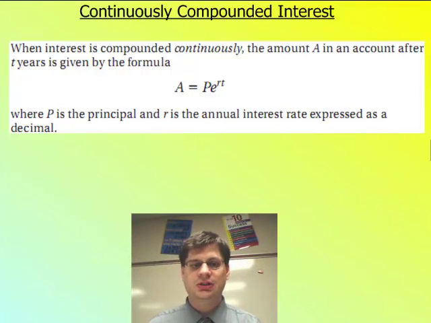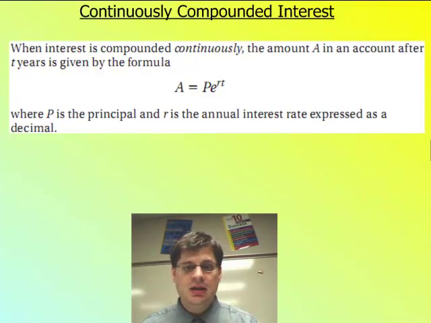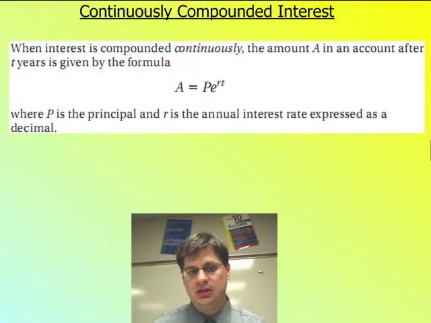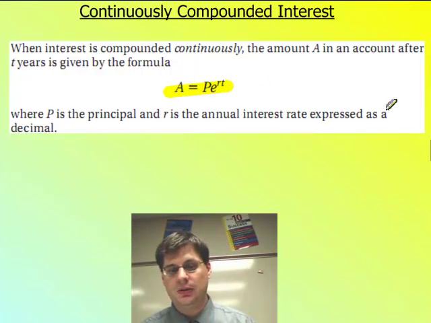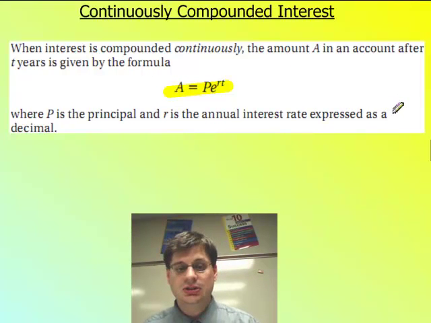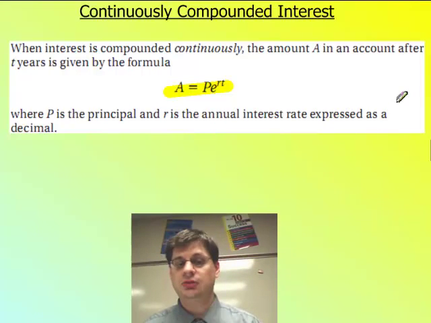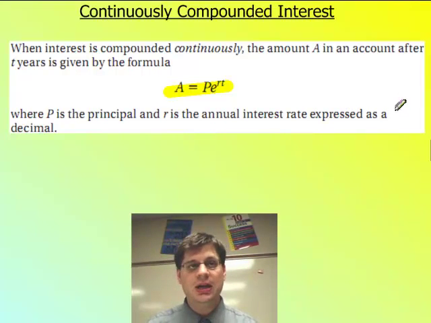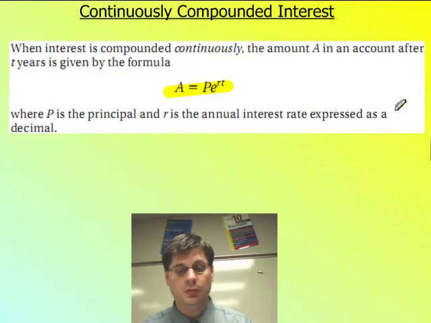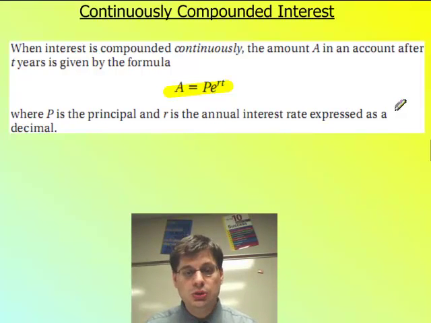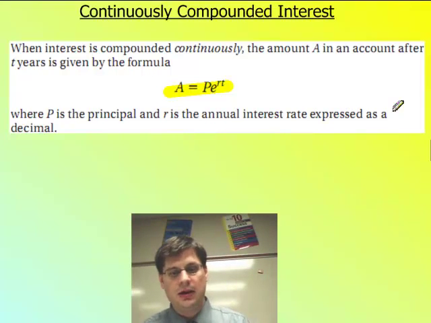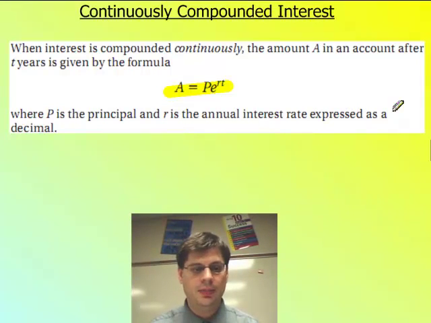And let's say when interest is compounded continuously, the amount A in an account after t years is given by this formula, which is A equals P e to the rt power, where e is the natural base. So here it's popping up in an interest formula. Continuously compounded, meaning like we had a compounded formula where we can choose the number of times compounded, like quarterly, monthly, daily. Here, this is continuous.